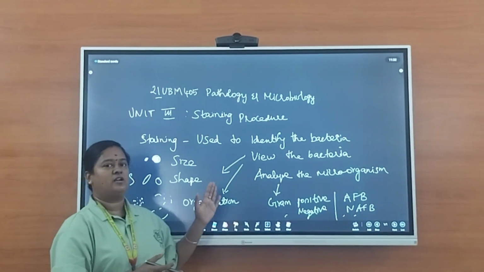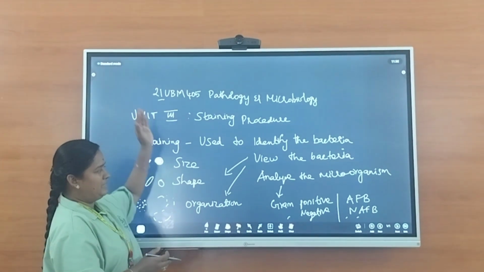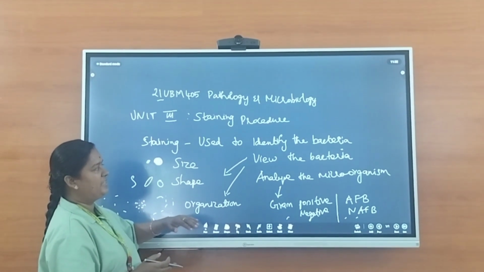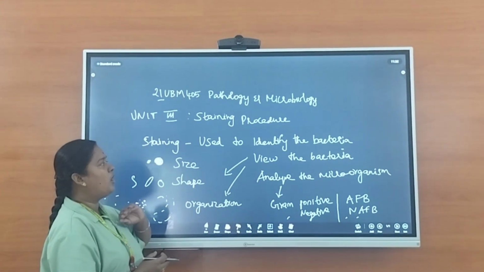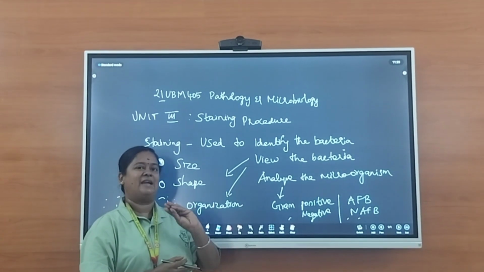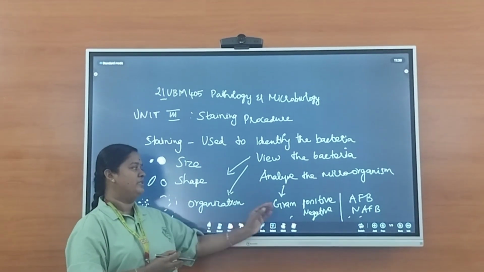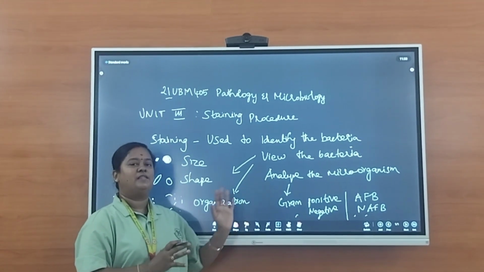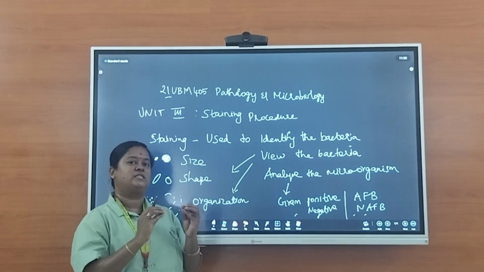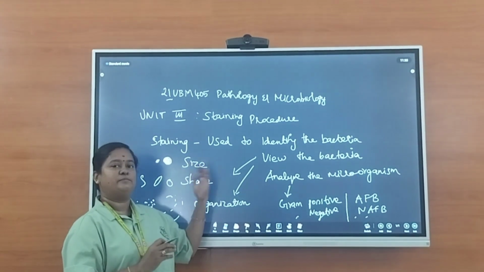We have simple staining also there. The list of staining procedures varies based on the requirement. For example, if we just want to identify the bacteria, we can go for gram positive or gram negative. Otherwise, if I just want to know the size and shape alone, we can go for simple staining.